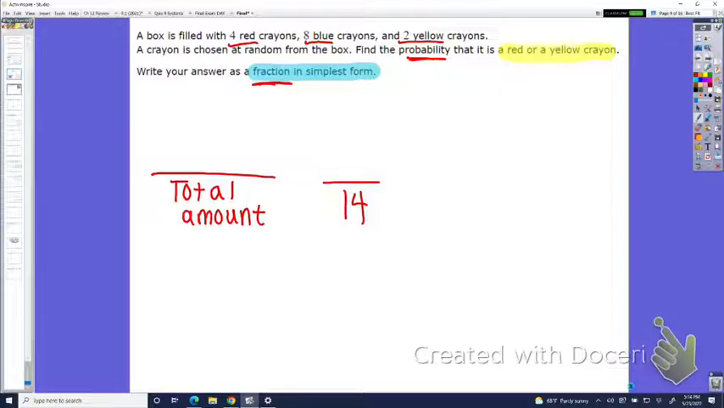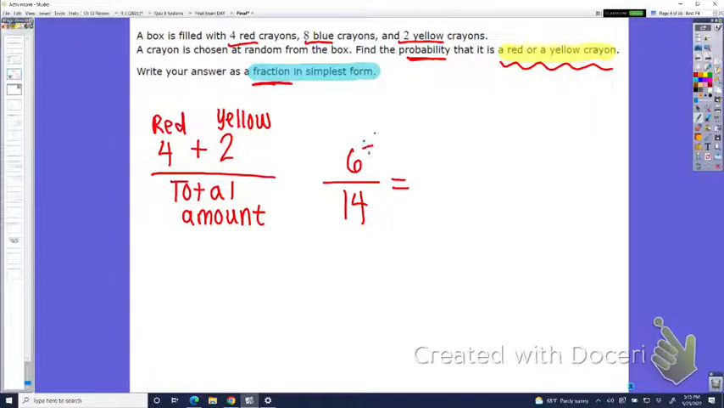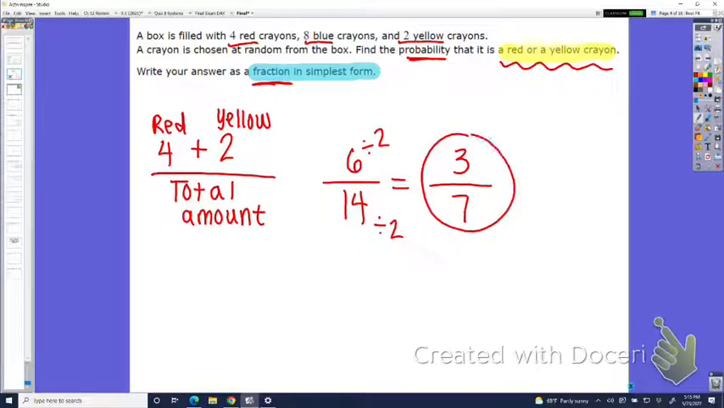At the top, you need to figure out the probability that it's red or yellow. So I have 4 red or 2 yellow. So if you add those together, you're going to get 6 out of 14. And when you reduce that, divide top and bottom by a 2, and you get 3/7 as your final answer. Now, the question you may get may be not specifically one color or the other, so just read carefully here.